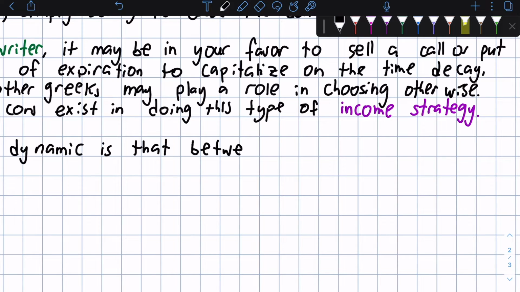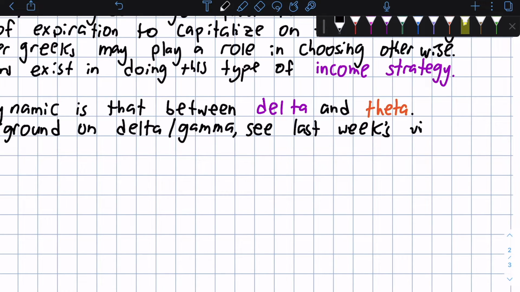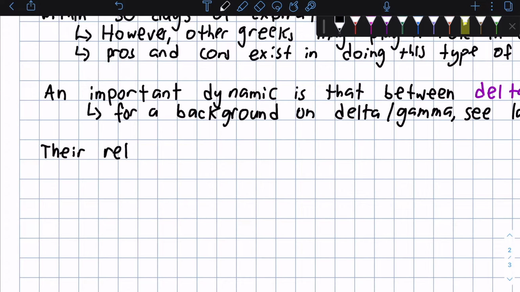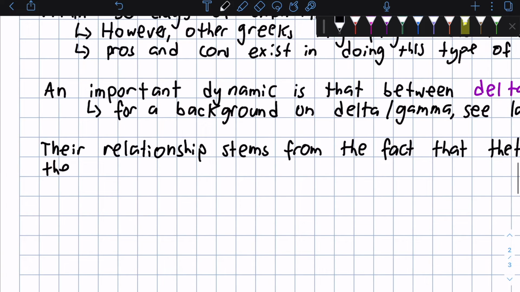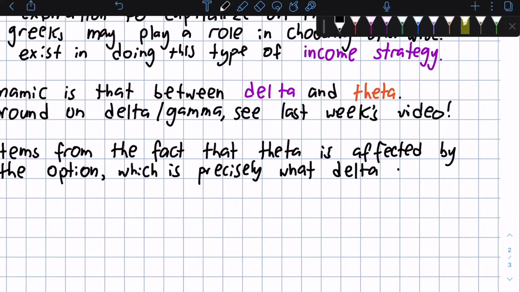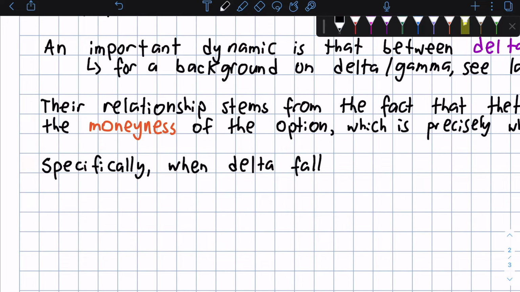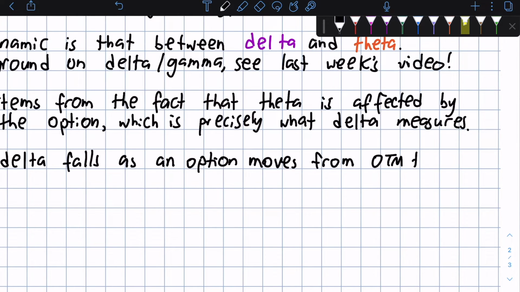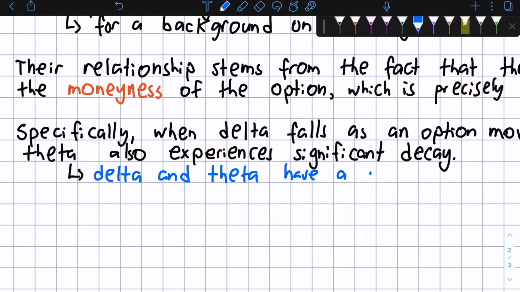An important dynamic that also exists is between delta and theta. And if you need a background on delta and gamma, I suggest you watch last week's video, it's a good one. Essentially, the relationship stems from the fact that theta is affected by the moneyness of the option, as we've talked about, which is precisely what delta seeks to measure. And if you remember, it's the percentage of profitability of delta, which it represents. So specifically, when delta falls as an option moves from out of the money to in the money, theta also experiences significant decay. This means that they have a positive relationship between them.